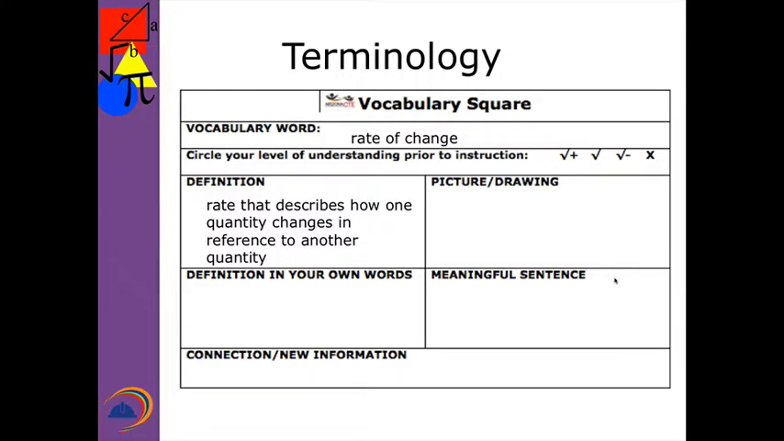Welcome back. All right, here's our first vocabulary word. It's rate of change, because that's probably not as familiar to you as slope. So the definition of rate of change is a rate that describes how one quantity changes in reference to another quantity. And we're going to discuss that further, but I want you to draw a picture, define it in your own words or paraphrase it, and write a meaningful sentence. All right, pause the video. Teacher, call on non-volunteers to share their meaningful sentence, and I'll meet you back here in a minute.